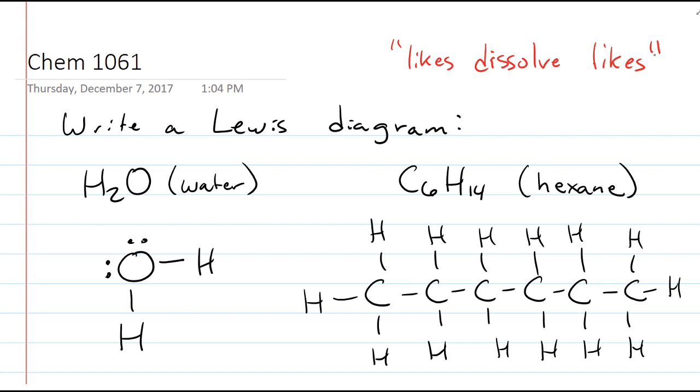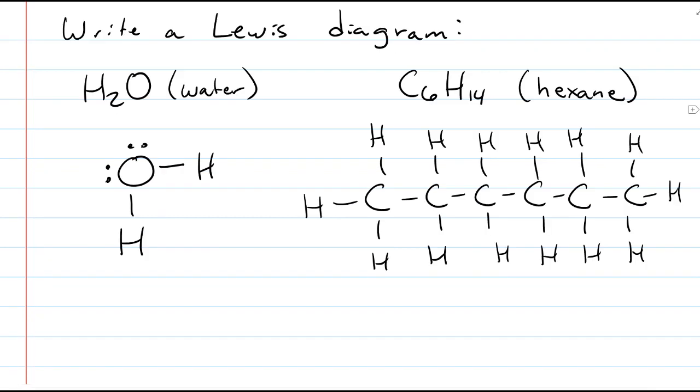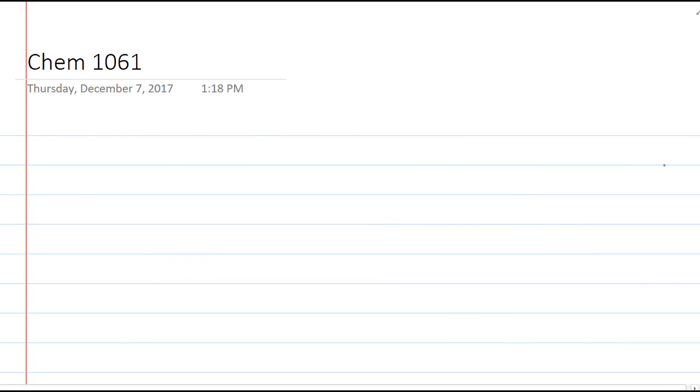All right, we've got to wrap things up here. So we need to go through what's called hybridization. Hybridization deals with the orbitals. We refer to it as orbital hybridization.